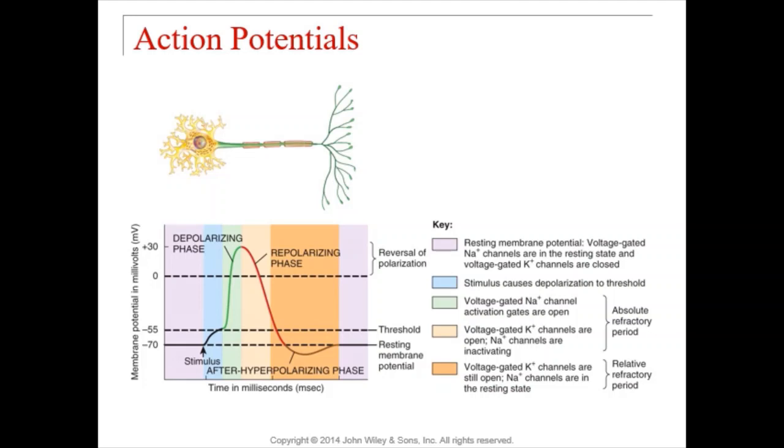So the first step is called reaching threshold. Second step is called depolarization. Third step is called repolarization. And the fourth step is called hyperpolarization. This chart here on slide 35 is just showing us all four of those major steps. Know them in order and what happens in each step.